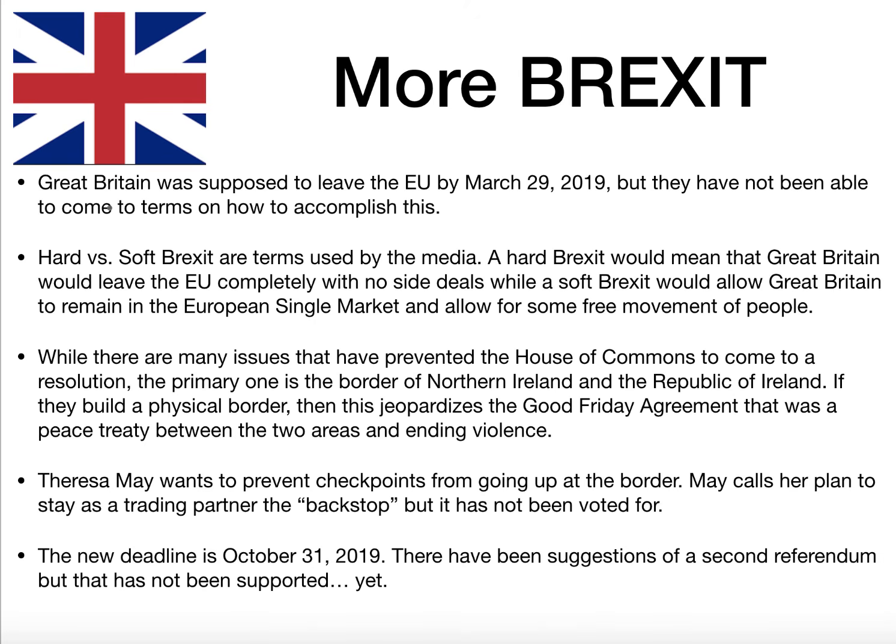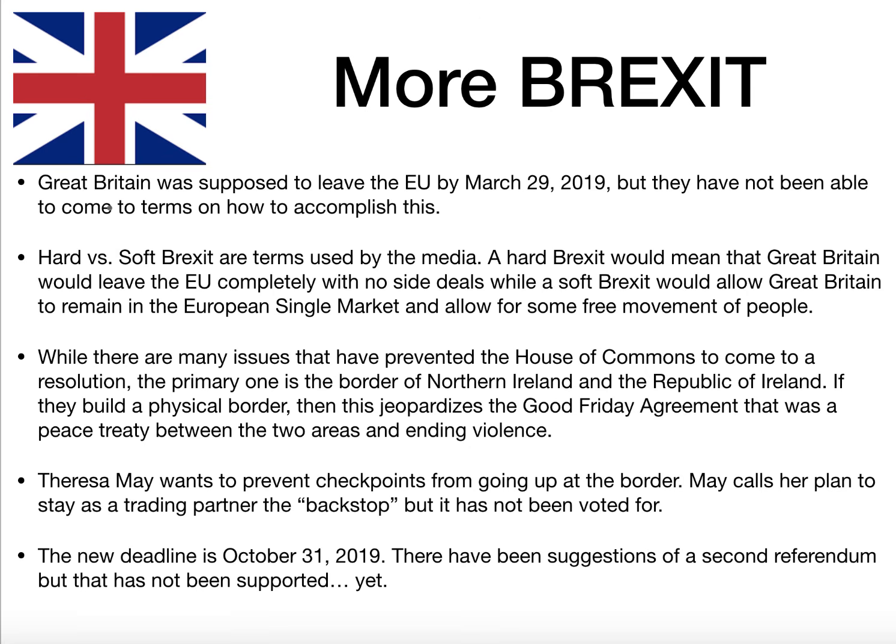So the hard Brexit people, that means leave the European Union completely, no side deals, Great Britain is done, and sets everything up on its own. A soft Brexit would allow Great Britain to stay in the single trade market and allow for some free movement of people across borders. But Parliament just has not been able to pass either deal.